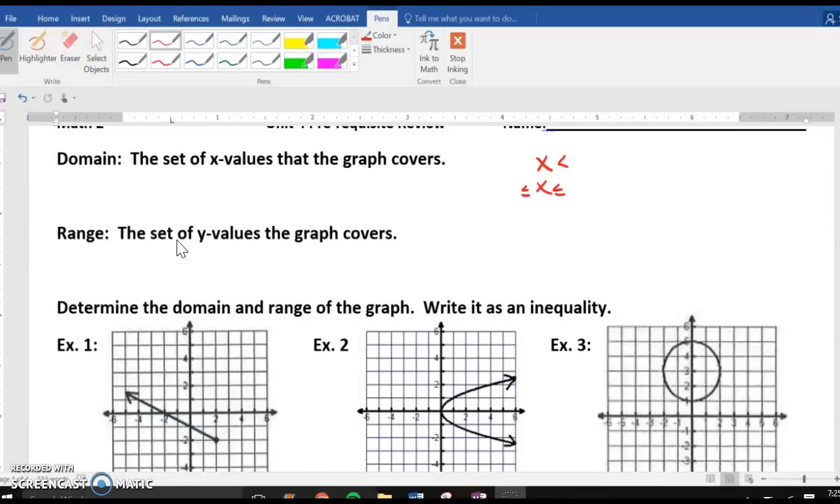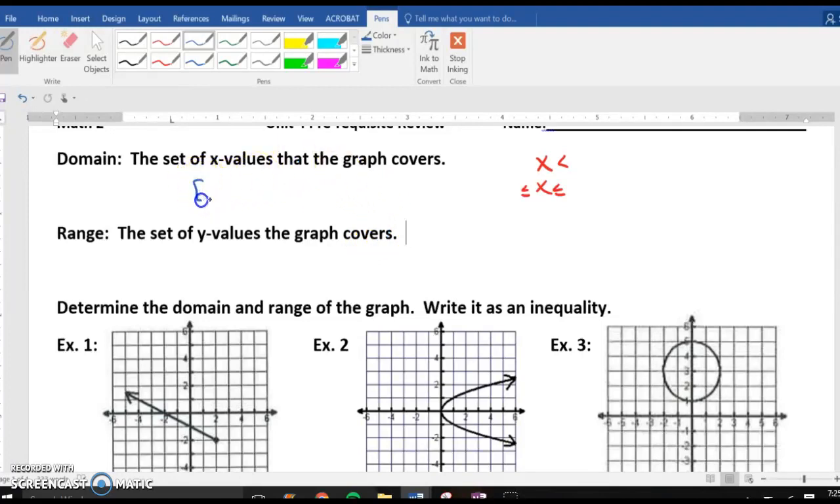Hello, everyone. This video covers the prerequisite skills that are critical for Module 4, especially in this first task. The first thing we're going to talk about is domain and range. This is a review from Math 1, and you did a little bit in Math 2 also. Domain is the set of x values that covers the graph, and the range is the set of y values that cover the graph.